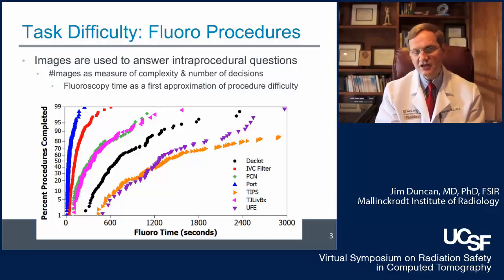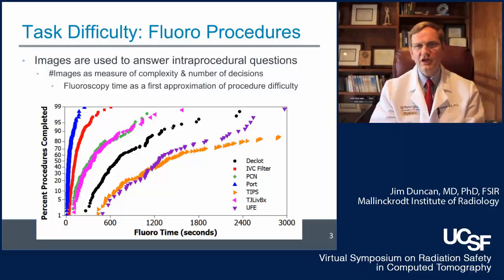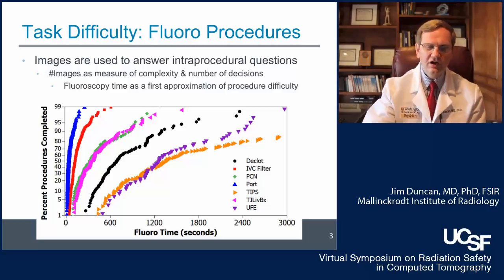You start to see the graph shifting towards the right, and it starts to spread out a little bit further. Declots, and then you get to the complex procedures like TIPS and fibroid embolization, where it's pretty rare to see a TIPS procedure in less than 10 minutes of fluoroscopy time. 20 minutes is common, 30 minutes is not uncommon. And so you see more and more variation because these procedures are longer and more spread out.